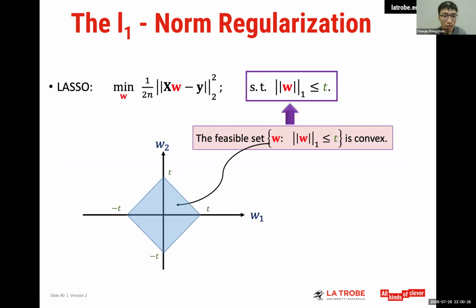But how can it achieve this? This is the lasso regression model's equation. We have seen these terms multiple times. This is the mean square error, right? So we want to minimize this mean square error by finding the optimal weight vector. But here there's a constraint. Under this constraint, the L1 norm of the W vector should be less than or equal to T.